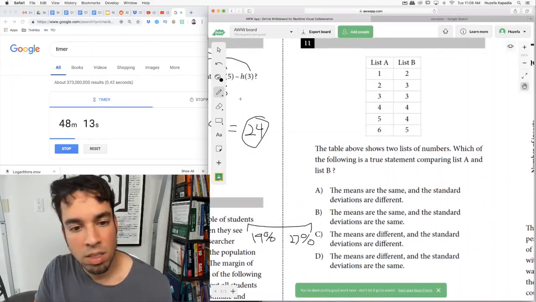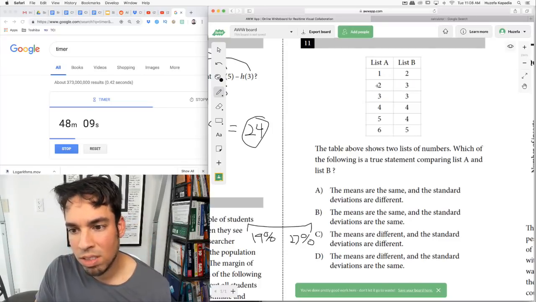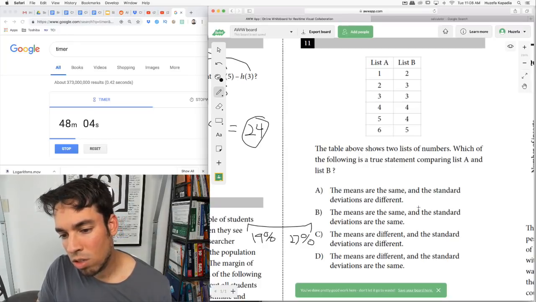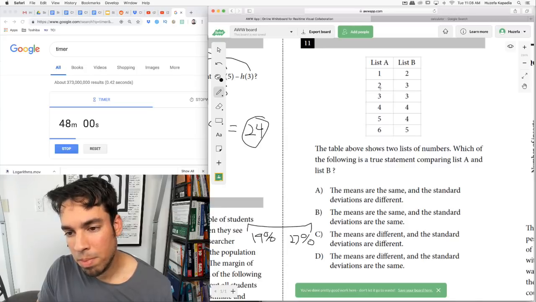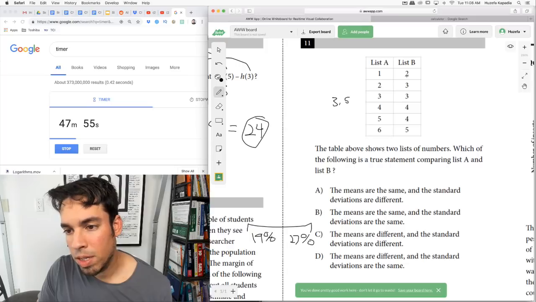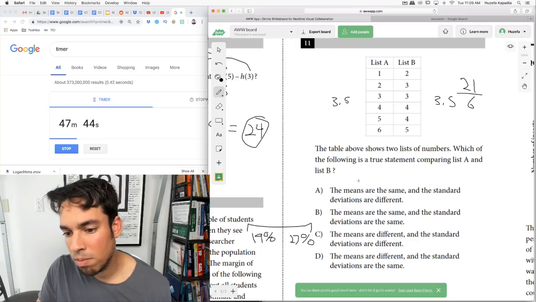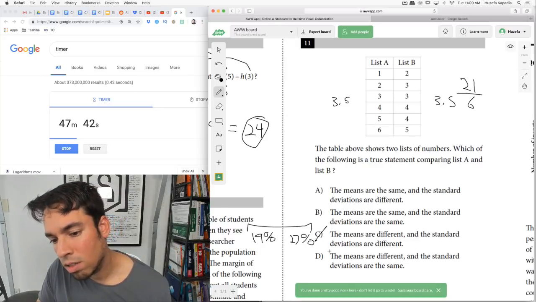Number 11. The table above shows 2 lists of numbers. Which of the following is a true statement comparing list A and B? 1, 2, 3, 2, 3, 3, 4, 4, 5. The means are the same. The standard deviations are different. The mean of this one is 3.5. The mean of this one is 6. You should use a calculator for this, by the way. 6, 10, 14, 16, 21 divided by 6 is also 3.5. So the means are the same. So the means are not different.